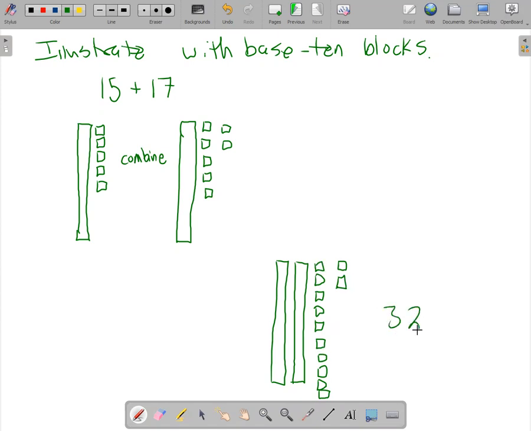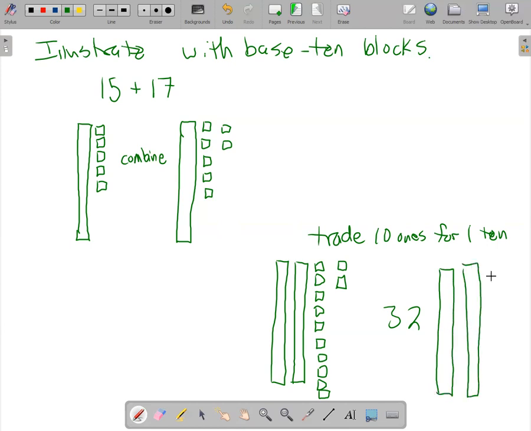But my illustration doesn't quite show 32 like I'd like it to. What should I do? Yeah, I should trade, as if they were, say, pennies for a dime or dimes for $1. I should trade 10 1s for 1 10. And so a better answer would be to show 3 10s. And then there's my 2 1s.